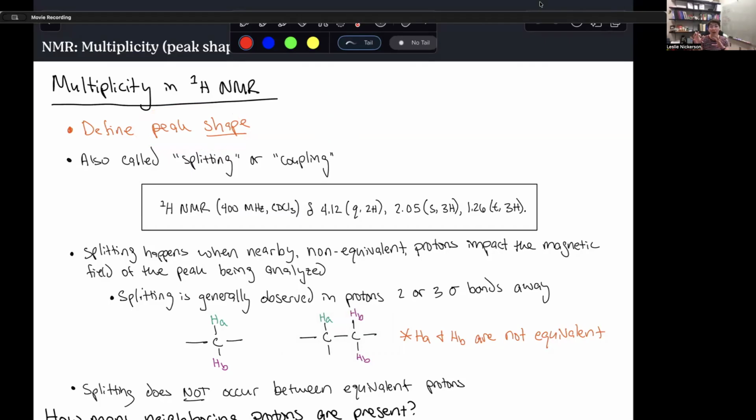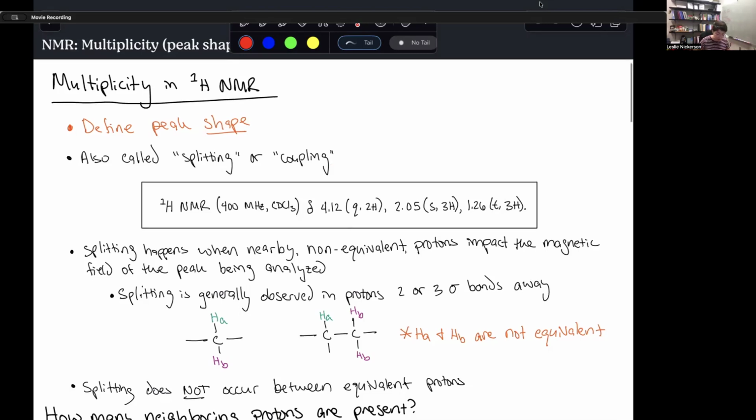But the peaks, depending on the different environments around them, can split or couple with neighboring protons. So those other words, multiplicity, splitting, coupling, they're all in that same multiplicity realm, and show up as different peak shapes on our proton NMRs. Just proton, not carbon. We're not going to see splitting in carbon.